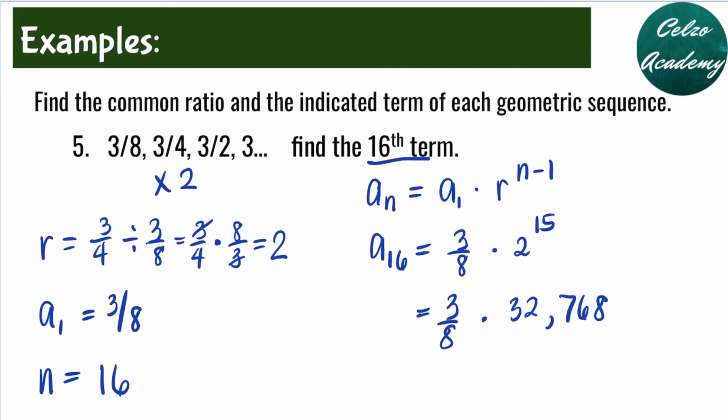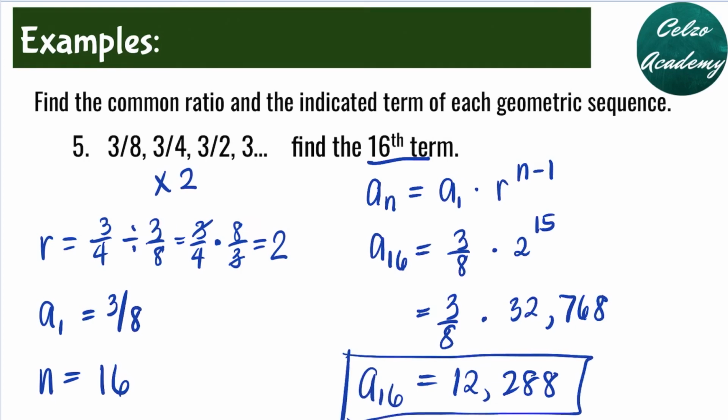Simplifying this further, we multiply 3/8 by 32,768. The answer is 12,288. So this is the 16th term of this geometric sequence.